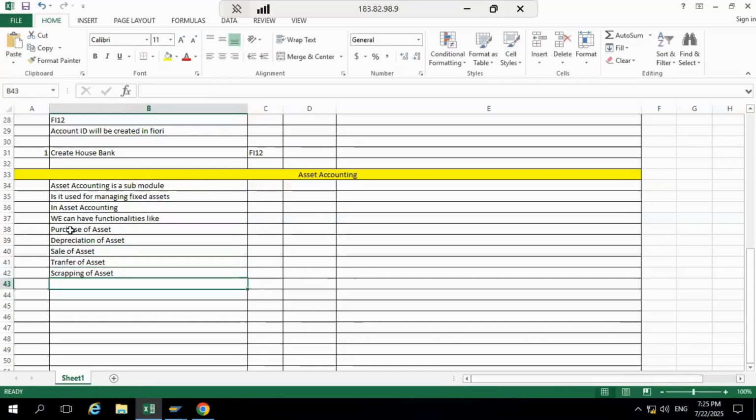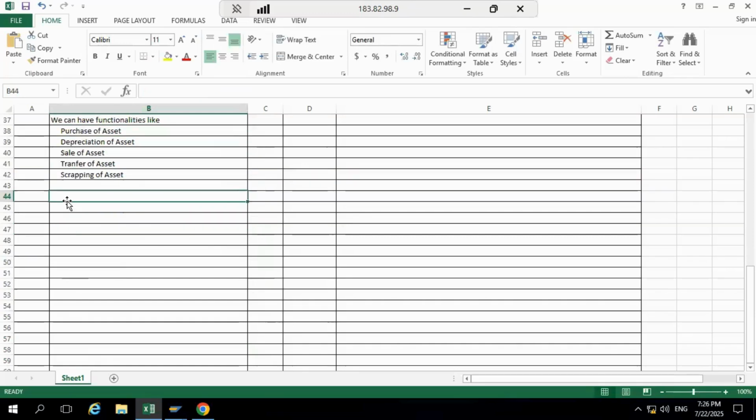Okay. So these functionalities we can get in our asset accounting. Let us see all these functionalities. So before taking asset accounting, I will try to give you one example.